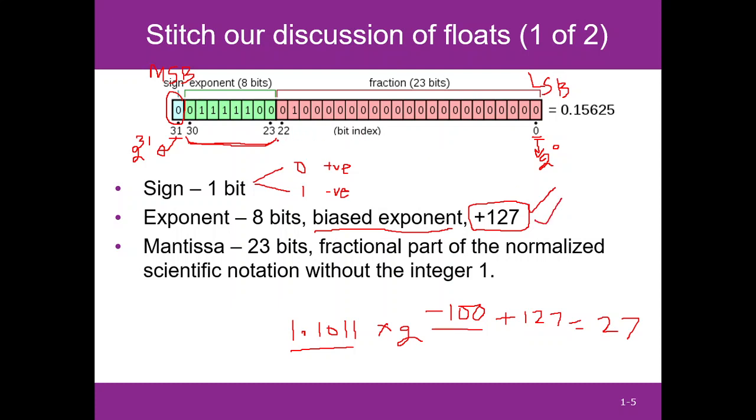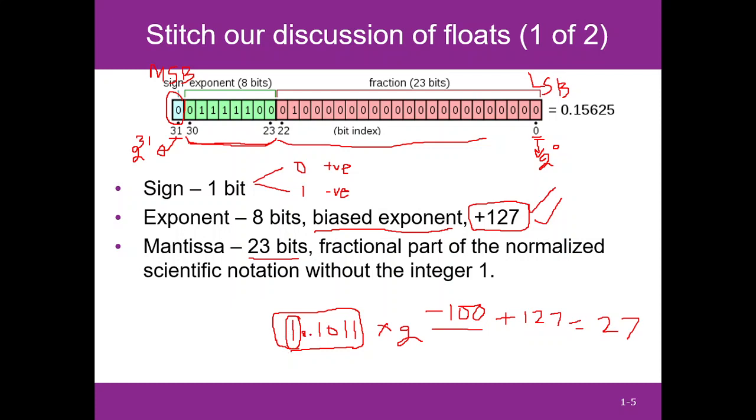And the remaining part is reserved for storing the mantissa. And what is the mantissa? In some books, you will find this whole thing, 1.1011, is called the mantissa. So let us call it the mantissa. In the mantissa, we don't need to store this first part. Why? Because this is always going to be one. In normalized binary scientific notation, the first non-zero bit is always going to be one. So we don't need to store it.